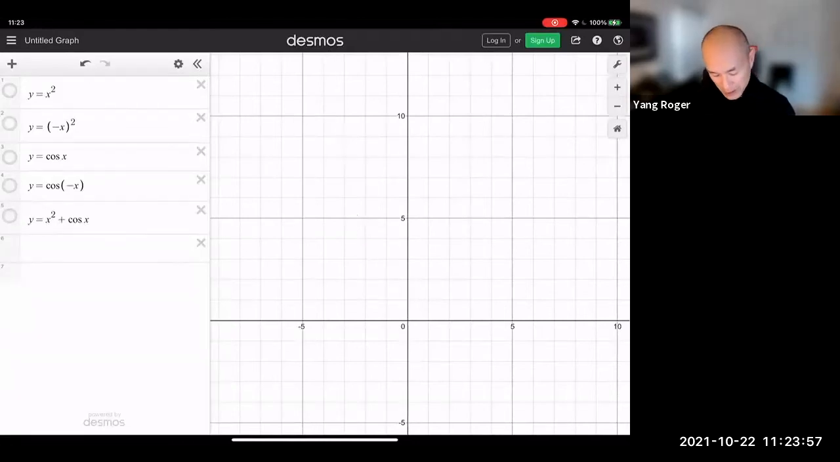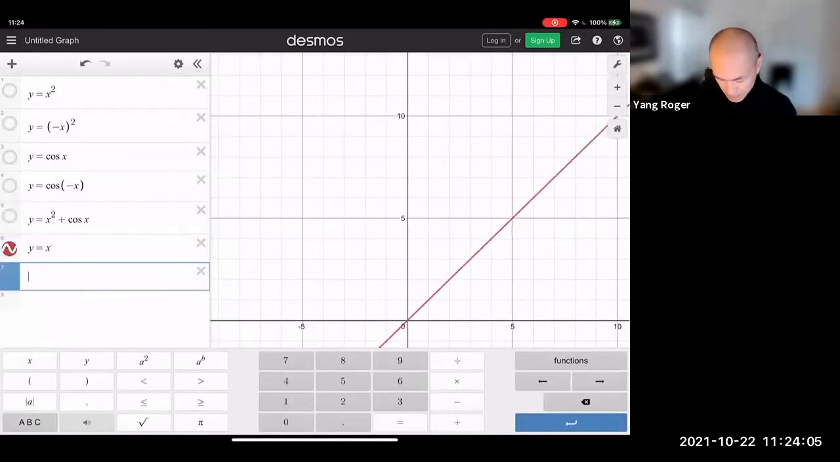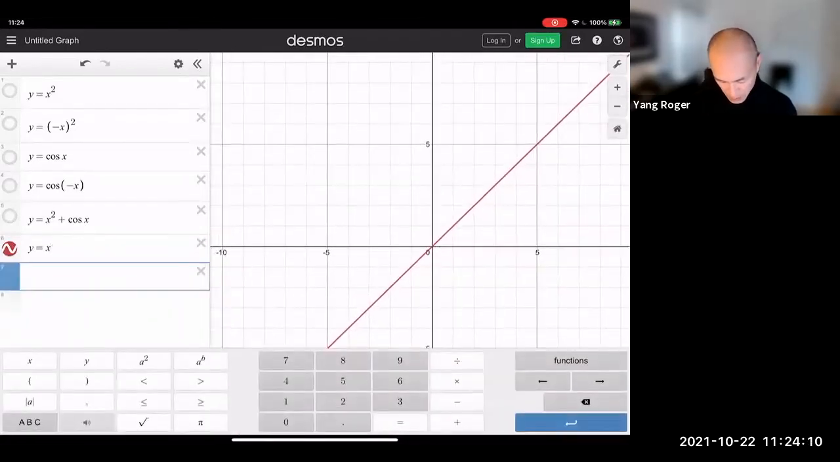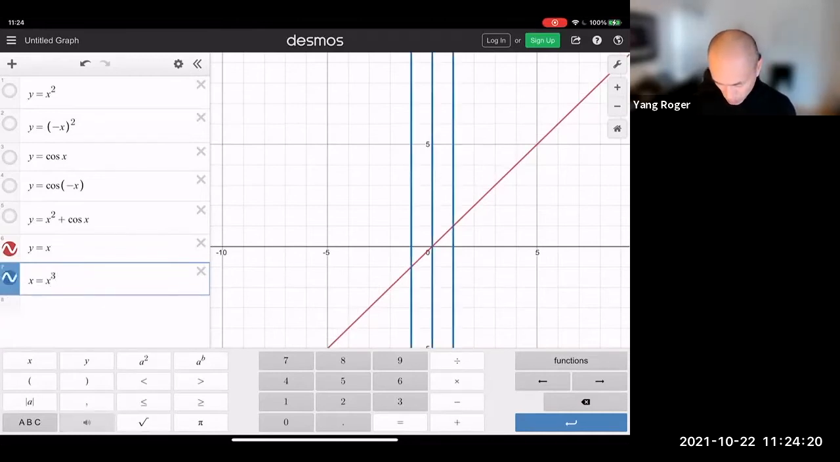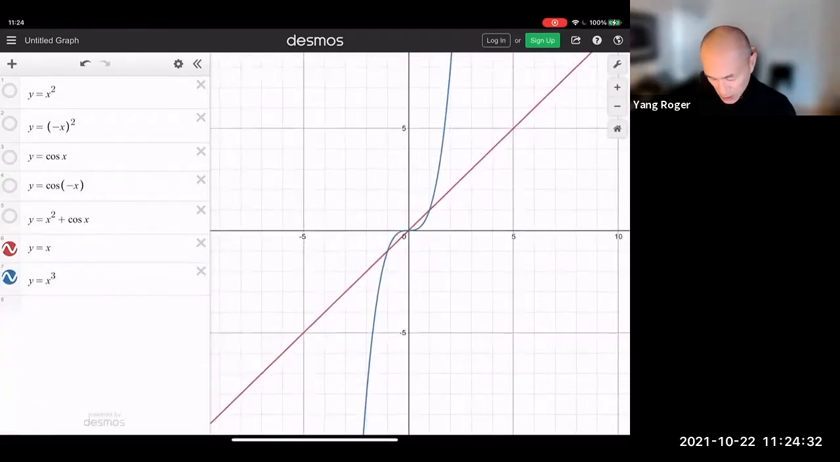I want to show you some odd functions. Simplest odd function is just y equal to x. Let me show you a few odd functions first. Y equal to x squared, x cubed, sorry. X to the third power. Whoa. Oh, I put x equal to, I need a y there. Oops. Okay. This blue graph is also odd.